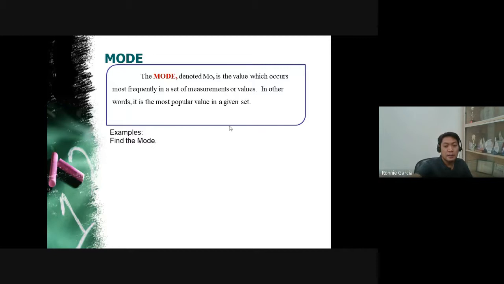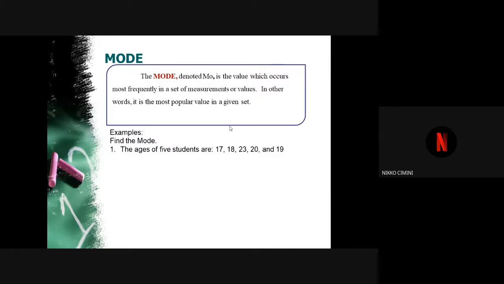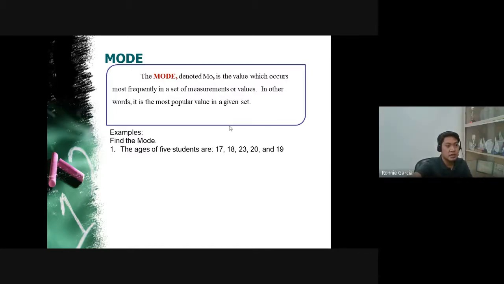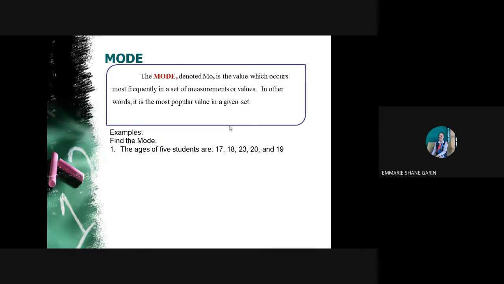So let's try. What is the mode for number 1? The ages of 5 students are 17, 18, 23, 20, 19. Anyone? Is there a mode? No, sir. Correct, there is none. Miss Garin, do you have your answer also? Yes, sir, there's no mode.